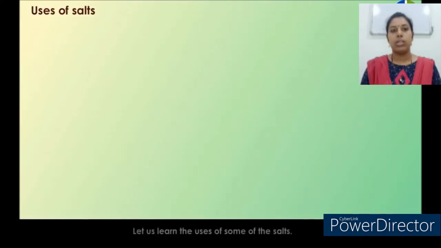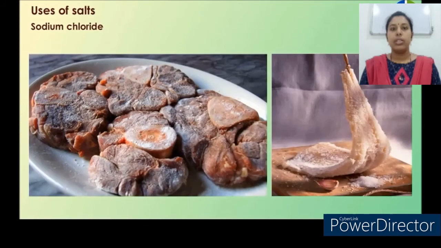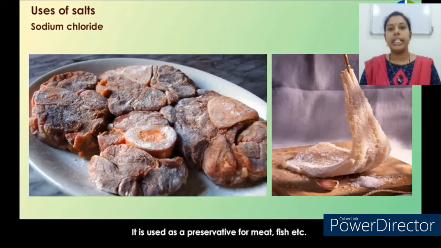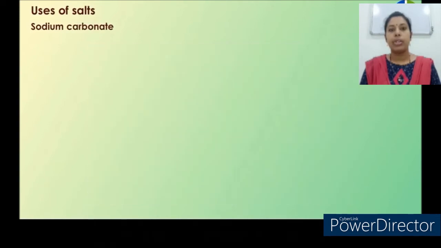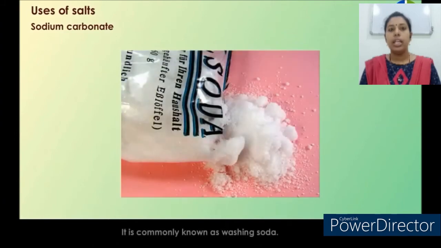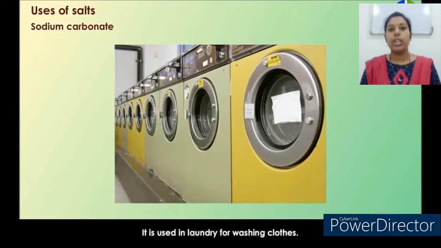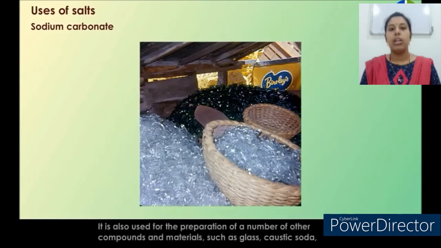Uses of salts. Let's learn the uses of some salts. Sodium chloride. It's used as a preservative for meat, fish, etc. It's used for the manufacture of chlorine, hydrochloric acid, washing soda, caustic soda, etc. Sodium carbonate. It's commonly known as washing soda. It's used in laundry for washing clothes, for making glass, etc.